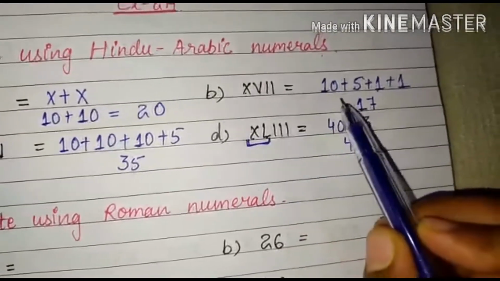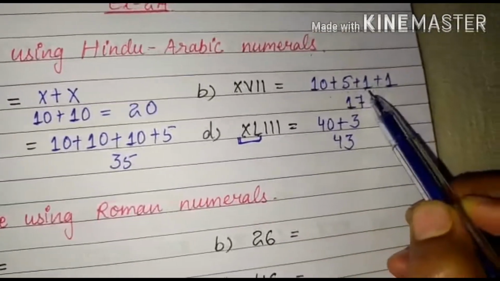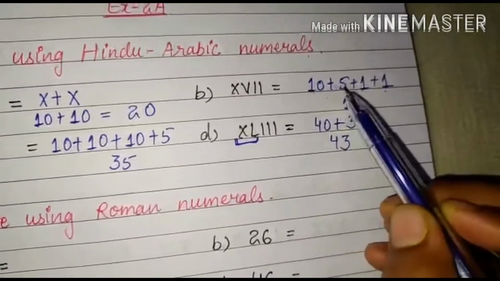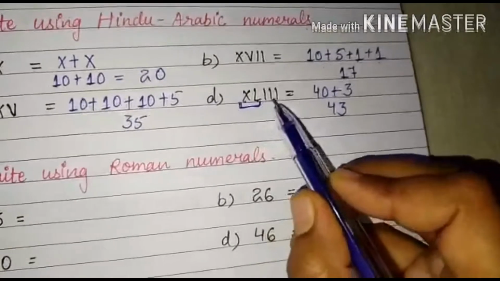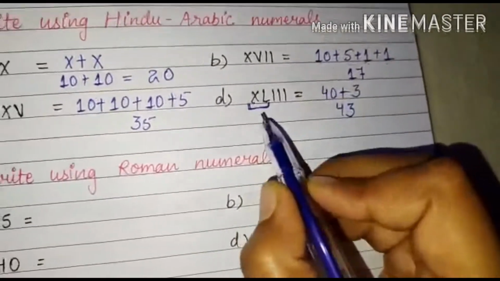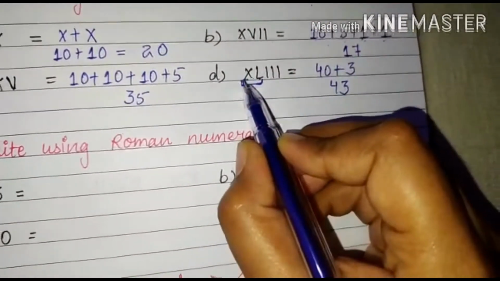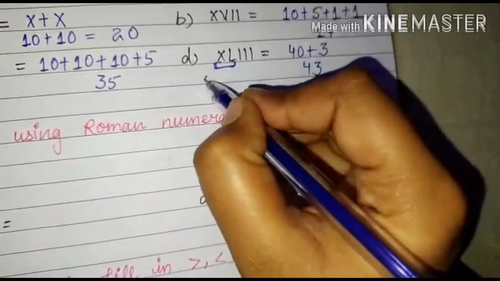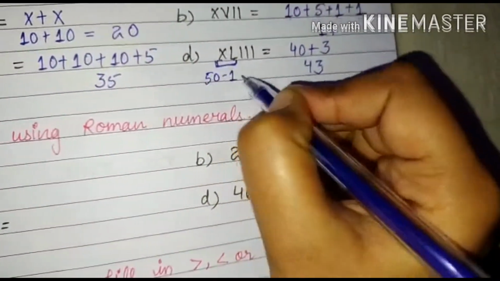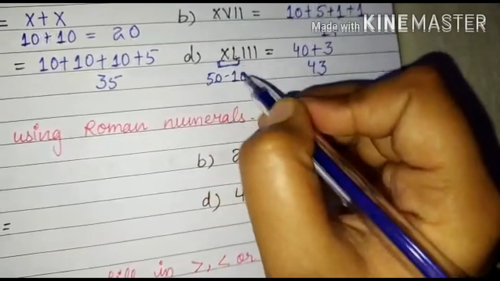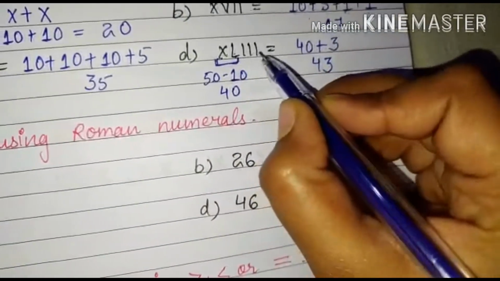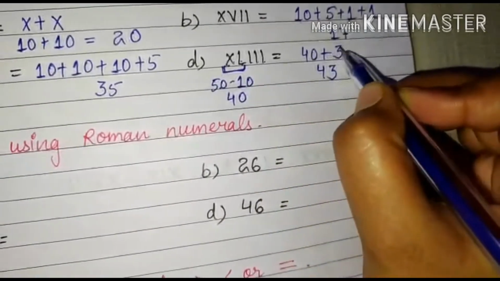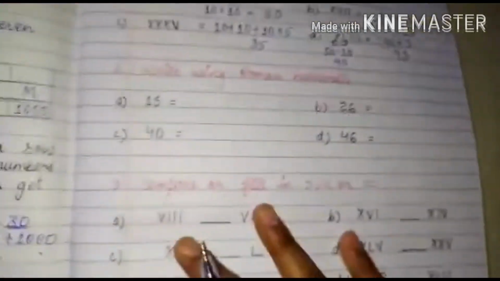XVI, so X is 10, V is 5, I is 1, so 10 plus 5 is 15, 16. Now next is XLIII. Here X has been written to the left of L, so that is 50 minus 10, because L is 50 and X is 10, so that is 40. Then it is 40 plus I, three times I, that means 3. So 40 plus 3 is 43.